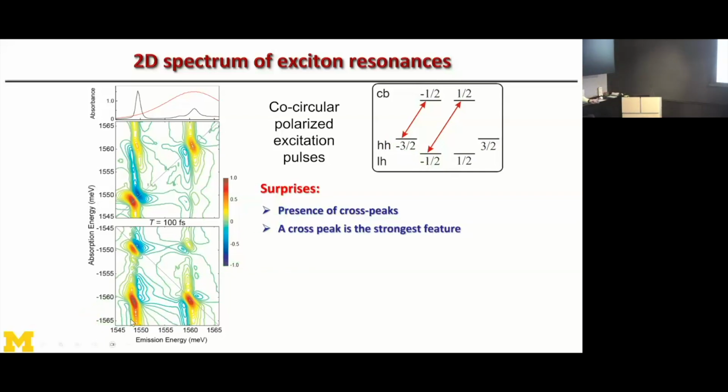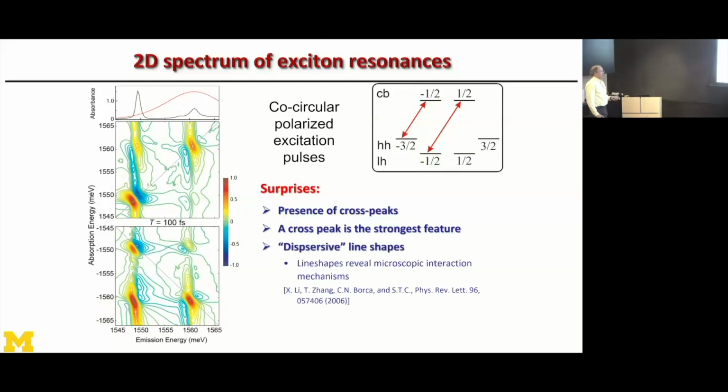Now remember, I asked you in the potassium case to remember that the cross peak was the geometric mean of the two diagonal peaks. So here, it's not the geometric mean. Not only is it not the geometric mean, it's actually stronger than the diagonal peaks. The second thing is the line shape.